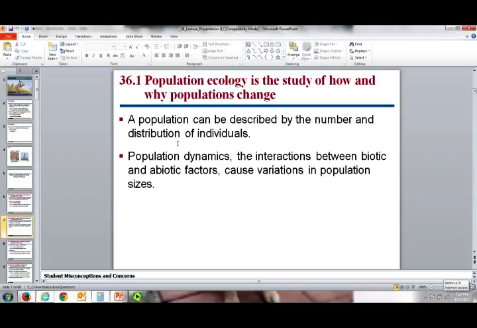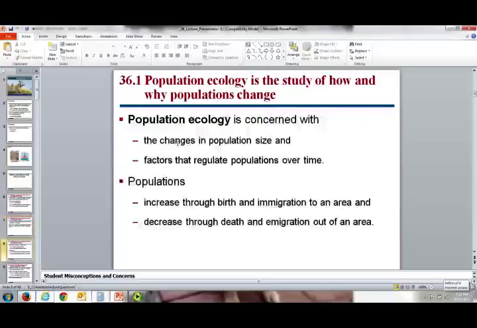Populations can be described by the number of individuals and also by their distribution. When looking at the dynamics of the population, you look at how they interact with biotic factors, which are living factors, and abiotic factors, which are non-living factors. These all influence the population size. Population ecology studies the changes in population size and the factors that regulate or control that over time. Populations either increase or decrease. They increase through birth and immigration into an area, and they decrease through death and emigration out of an area.